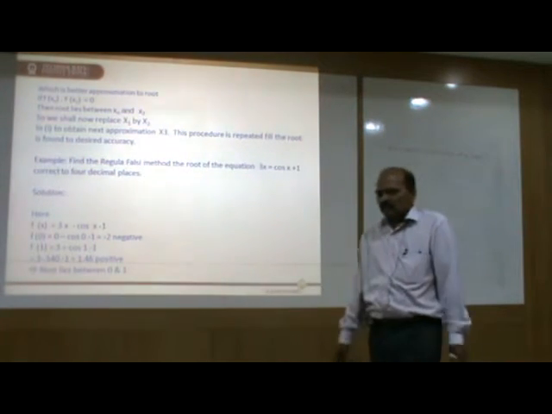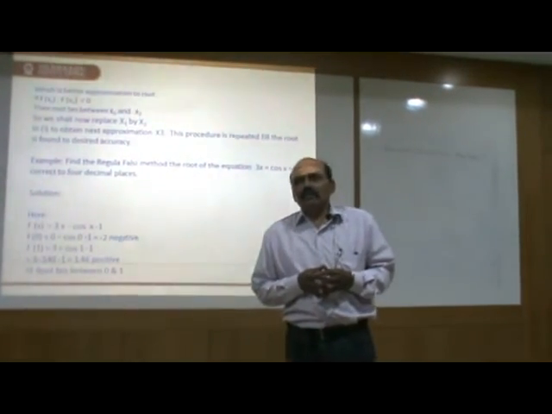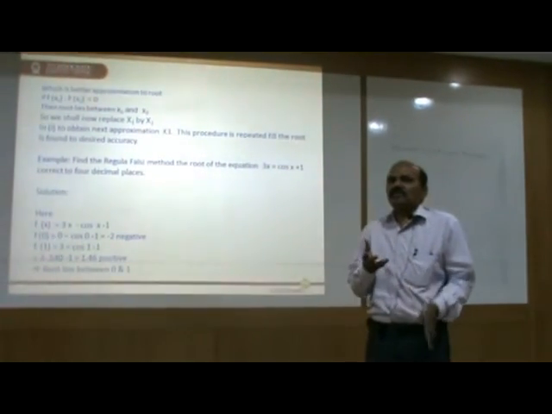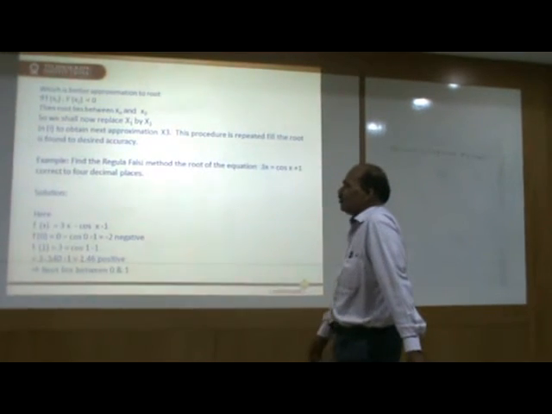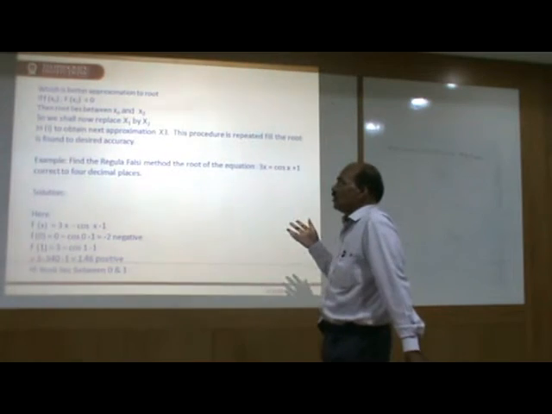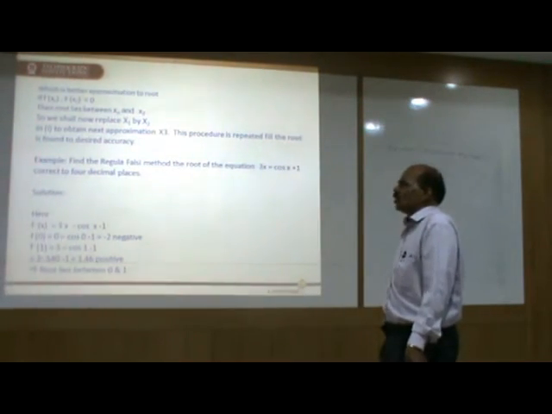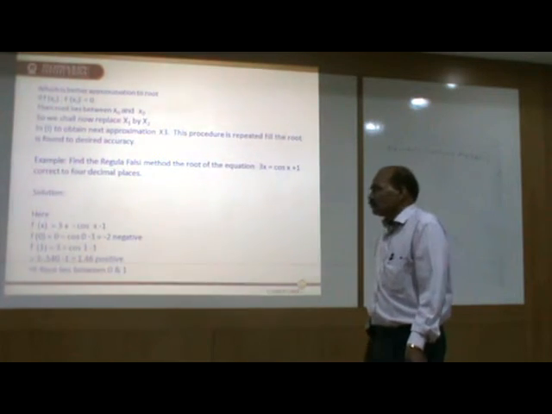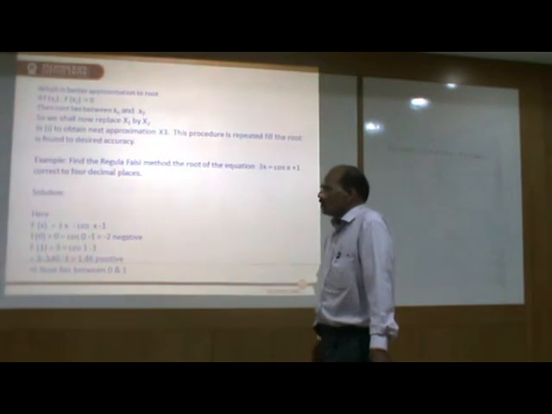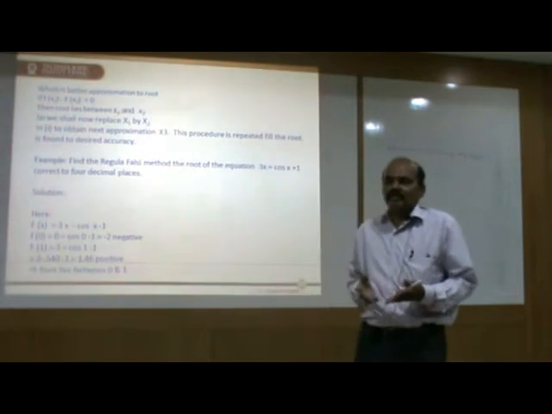For comparison, we have taken the same problem as we did in the case of Newton-Raphson method. Our problem in Newton-Raphson was 3x - cos x - 1. Here also in the regula-falsi method we have taken the same problem, 3x - cos x - 1. First of all, we have calculated the interval in which the root lies.